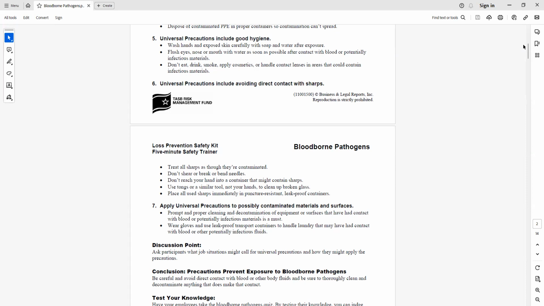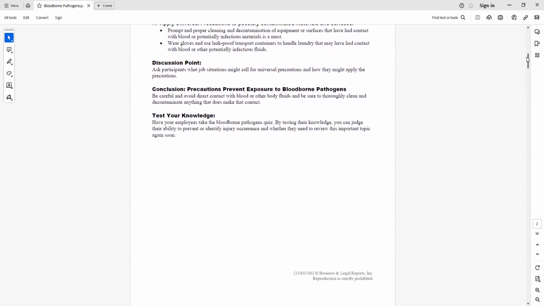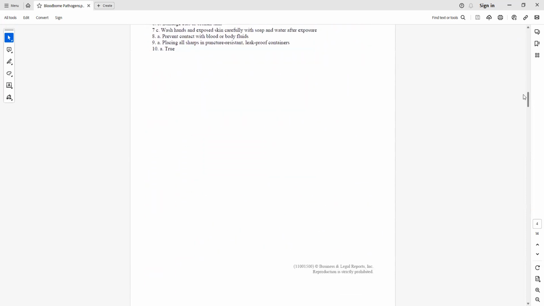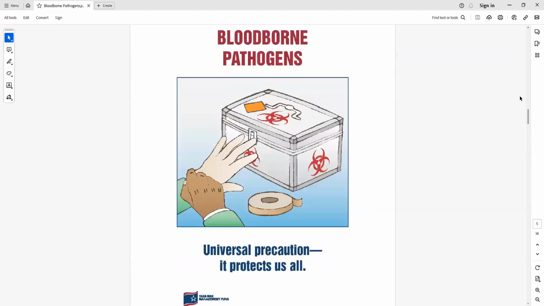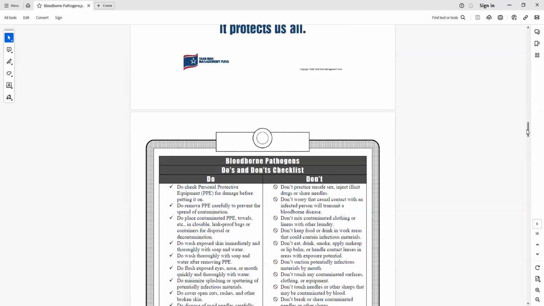Conclusion. Precautions prevent exposure to bloodborne pathogens. Be careful and avoid direct contact with blood or other body fluids, and be sure to thoroughly clean and decontaminate anything that does make that contact. Bloodborne pathogens. Universal precaution. It protects us all.